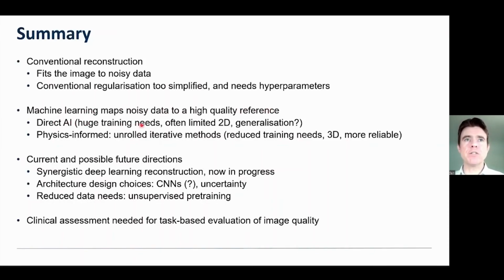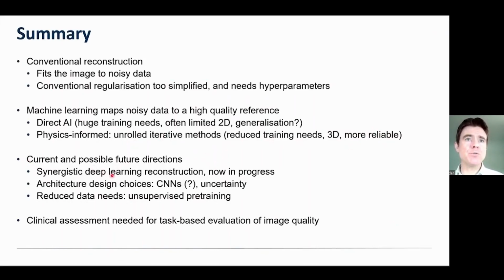I've touched on direct AI methods. I've given quite a few examples to you, but they've got huge training needs. They don't build in the physics, and they're often mainly shown for 2D cases, and maybe generalization is a query. Physics-informed methods keep on visiting the data at every single iterative update, and they build deep learning in as the regularizer, and they therefore have reduced needs of training data. They've been shown to be good for 3D data, and okay, we need to show this increasingly in research, but are arguably going to be more reliable and more generalizable.